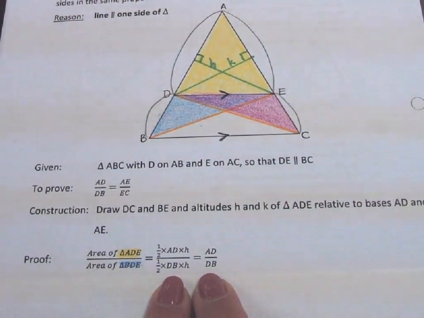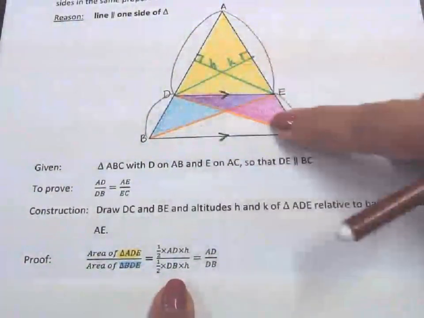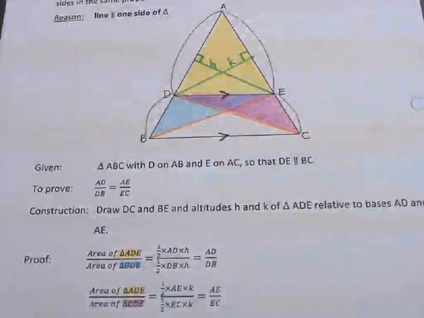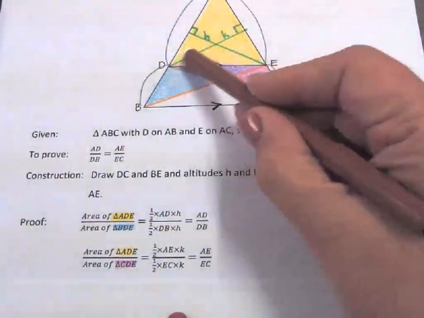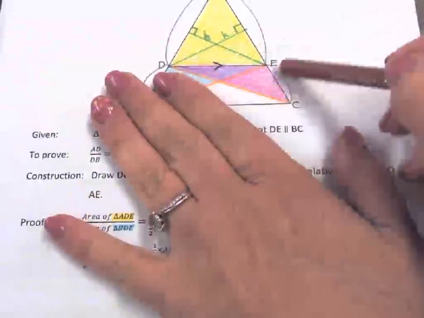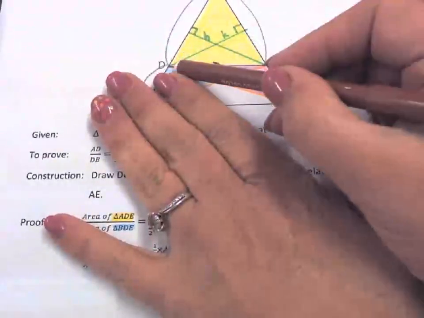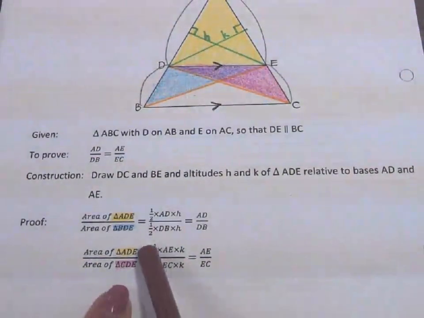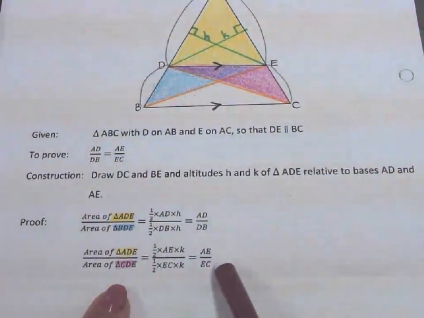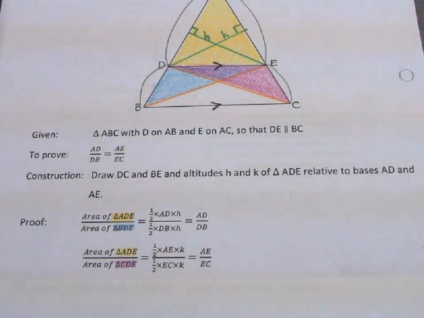Right. Now we look at the same yellow one and the pink one. So we do the same there. The area of the yellow one is half times base, but now the base is AE because we have a new height for the pink one. So we also use that height for the yellow one. And you cancel out the halves and the K's, and then you get AE over EC. Alright? Everybody with me here?